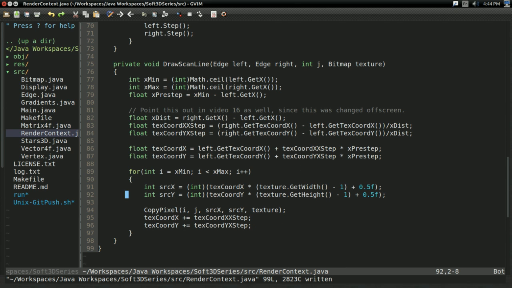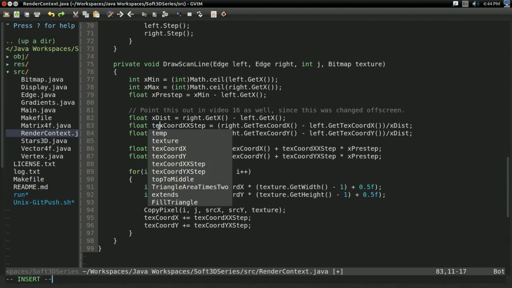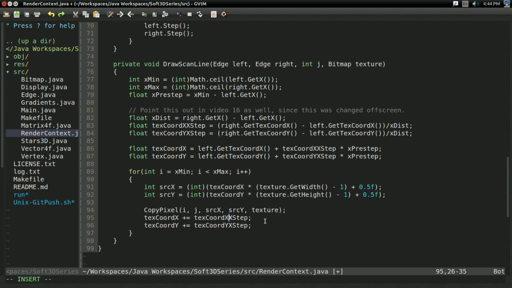Now, something I didn't do in the last video is with these X and Y steps. We actually shouldn't be stepping texCoordX and texCoordY by the gradient steps. We should actually be recalculating them here. And you might be wondering, well, Benny, why on earth would you want to do that? Shouldn't those give us the exact same values? And they should, mathematically. The problem is with floating point precision.